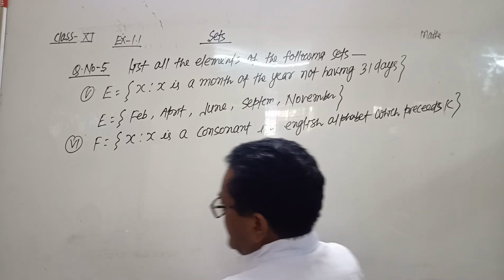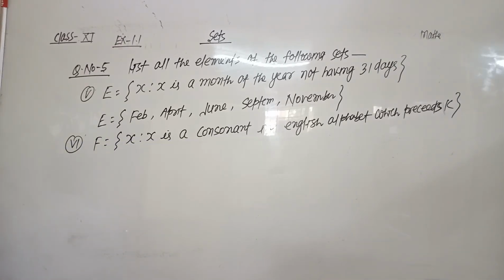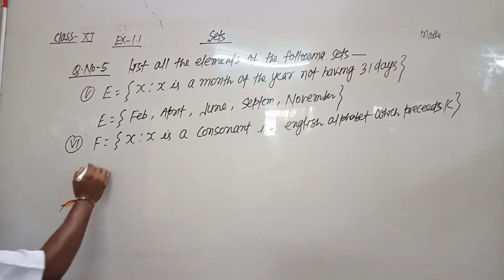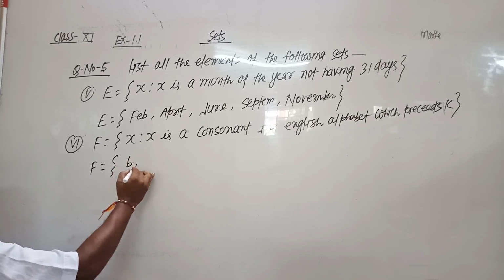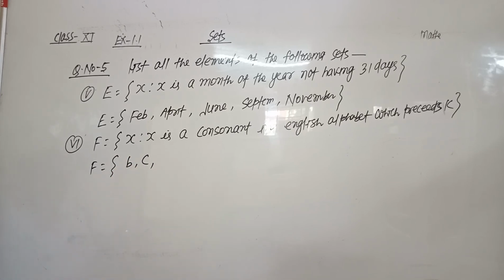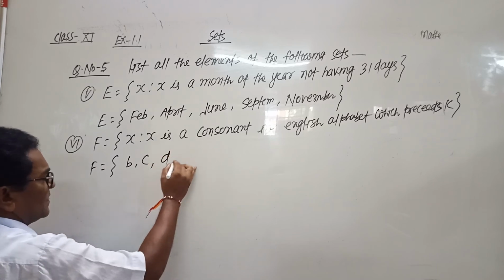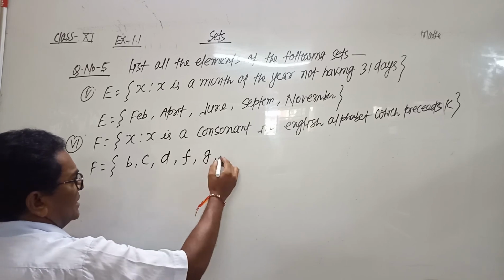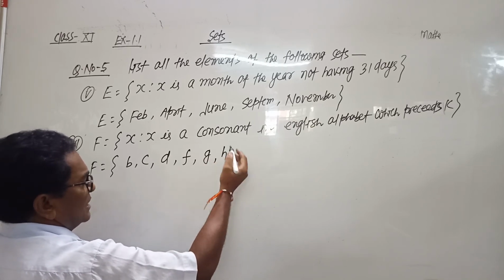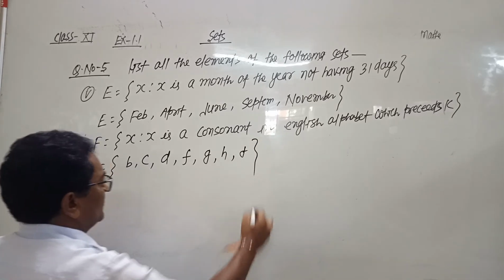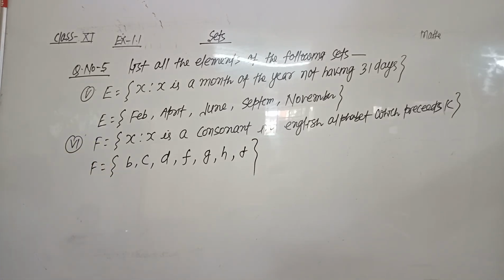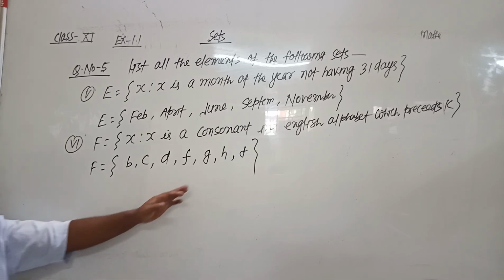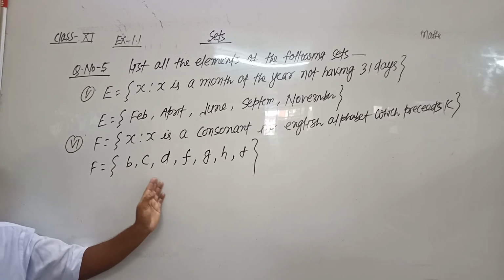That means we have to list all the consonants in the alphabet that come before K. The consonants before K: B, C, D, F, G, H, and J, just before K. So these are the consonants, B, C, D, F, G, H and J. Just before K, consonants, not vowels.